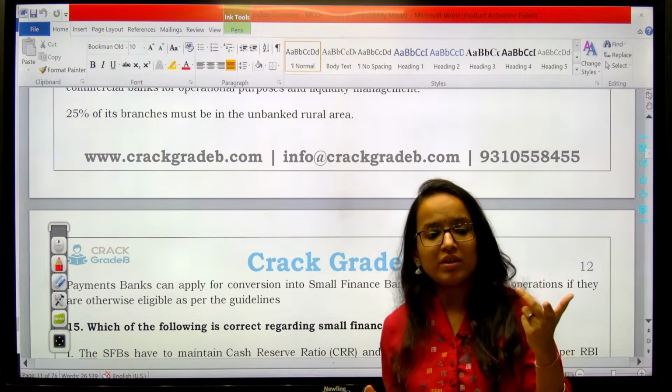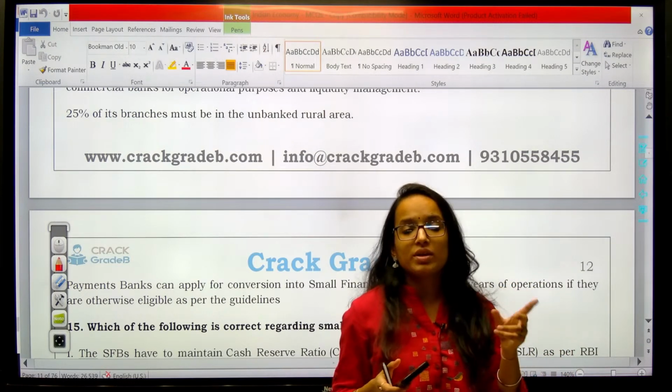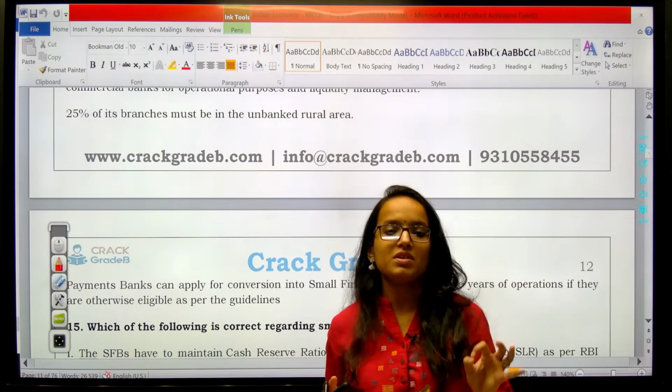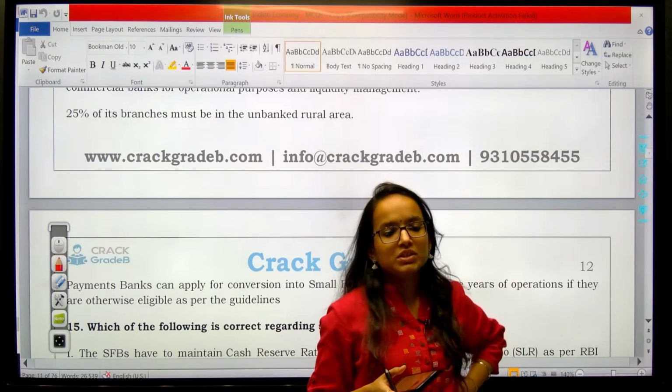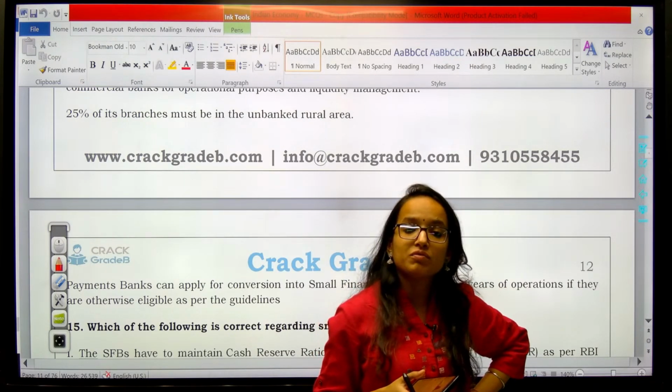Clear? One more question I need to discuss with you. Who gave the concept of financial inclusion firstly in India? Which committee? Which committee gave this term financial inclusion first time in India?